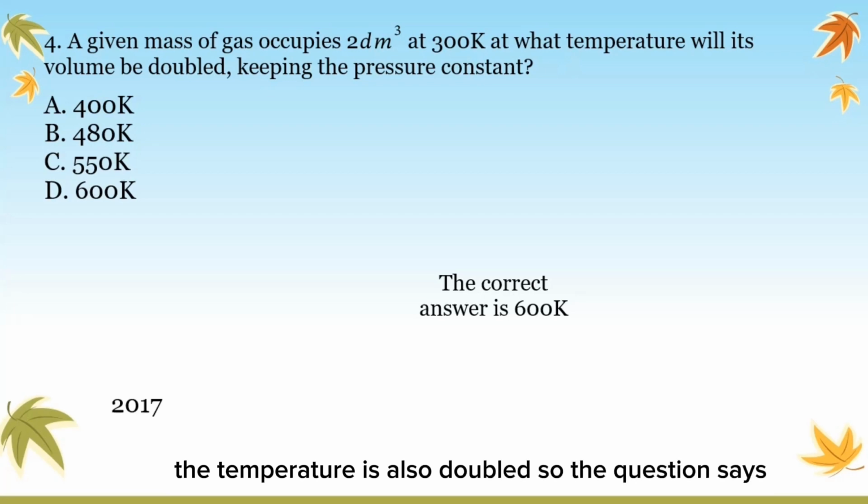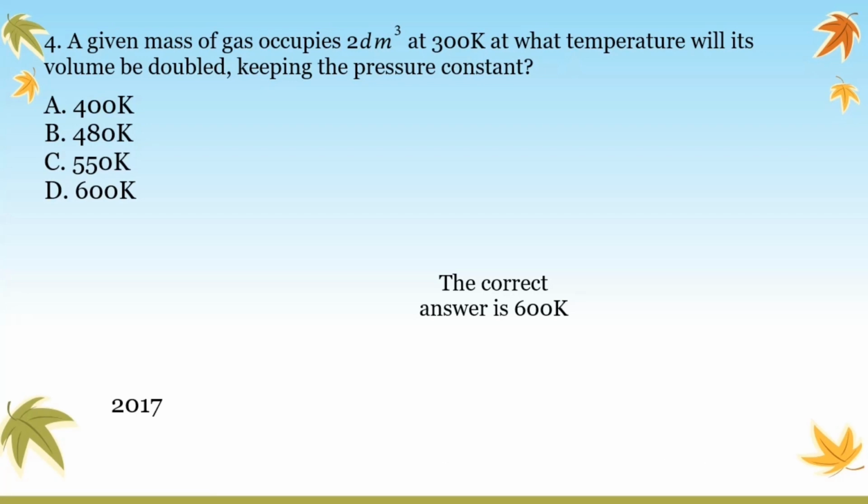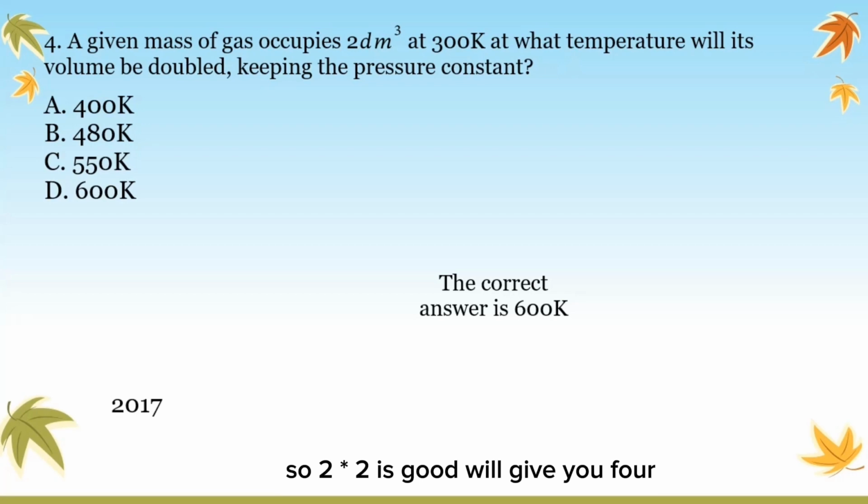So the question says if a given mass of gas occupies 2 dm cube at 300 Kelvin, at what temperature will its volume be doubled, keeping the pressure constant? And another thing you need to note, anytime pressure is constant, just know you're dealing with Charles' law. Since the first volume there is 2 dm cube, and you double it, 2 times 2 will give you 4. And since you double the volume with 2, you also double the temperature with 2.